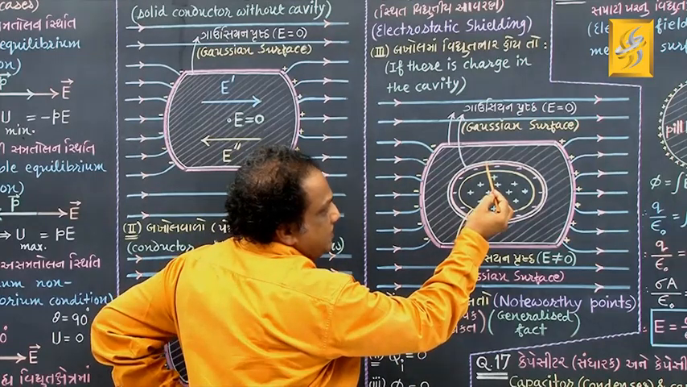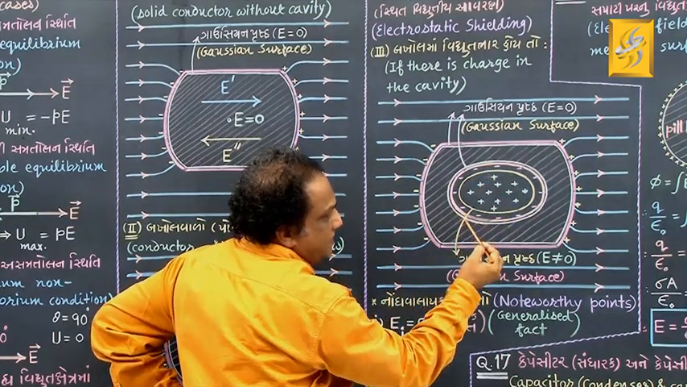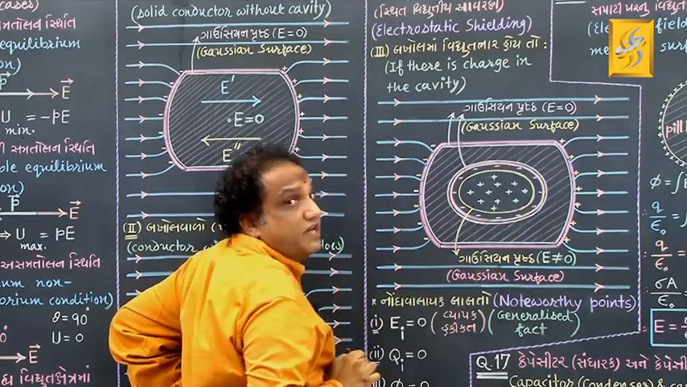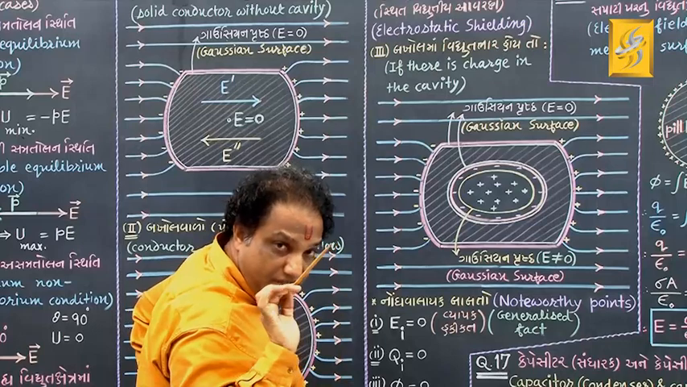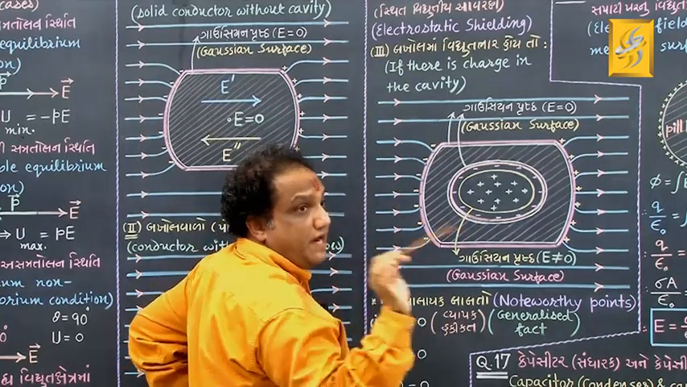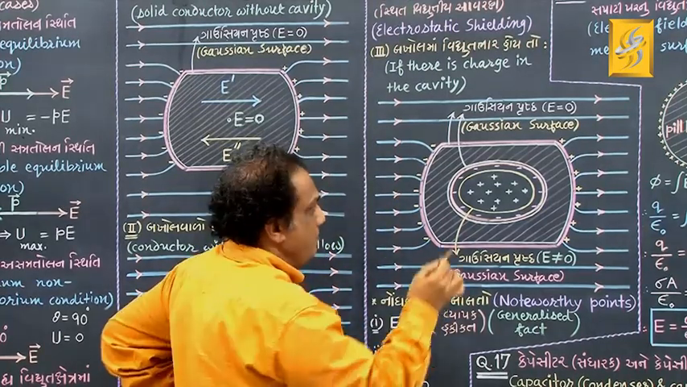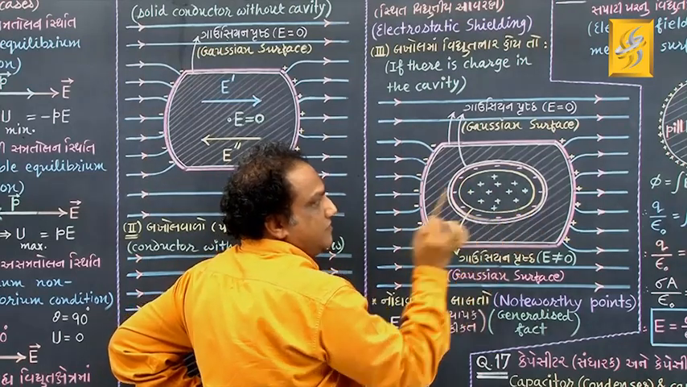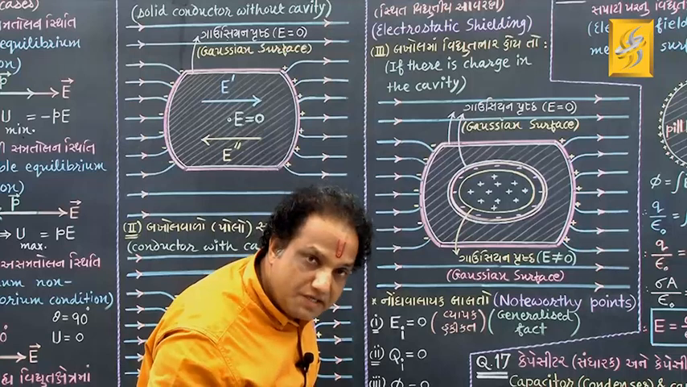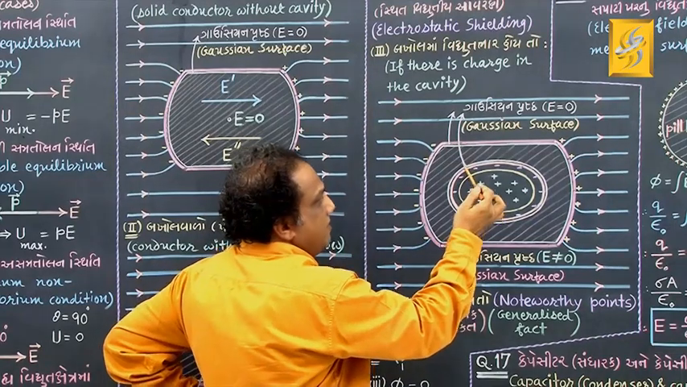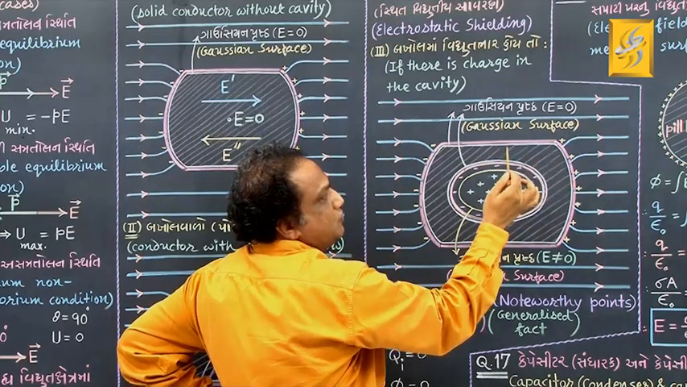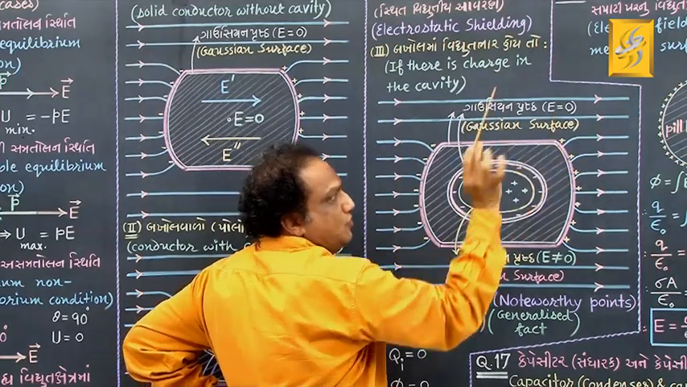You may consider this Gaussian surface which is inside the metallic conductor, but very close to the surface of the cavity. For that Gaussian surface also, the net amount of electric charge is 0, because this is minus 12 and this is plus 12, again it is 0. That is why here also I have written E equal to 0. For such two Gaussian surfaces, E equal to 0.